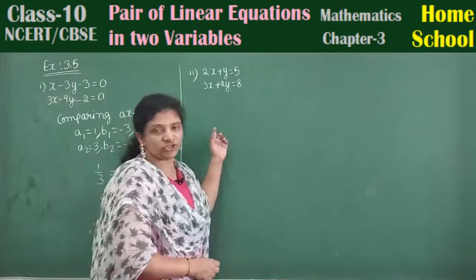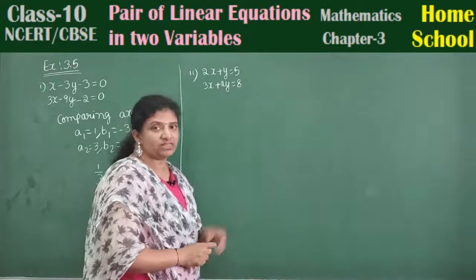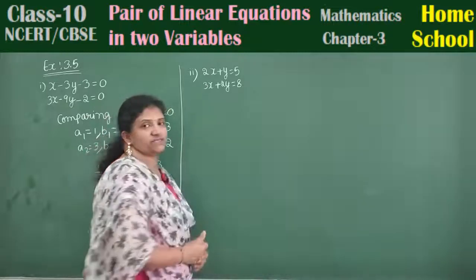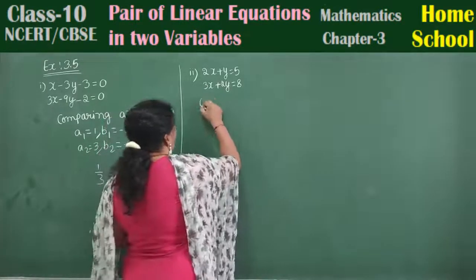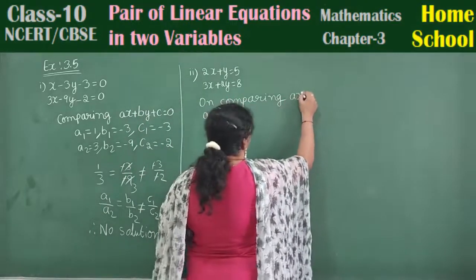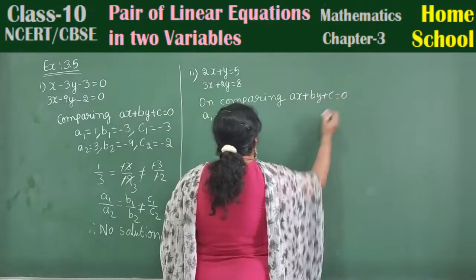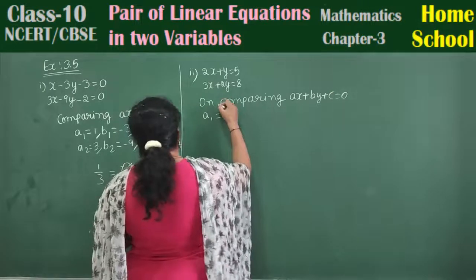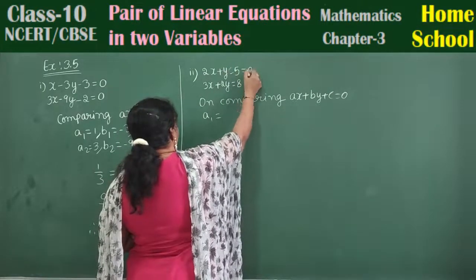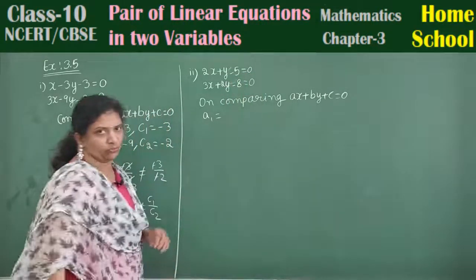See the second sub question in this main question. Observe the pair of linear equations in two variables. Compare these equations with the standard form, that is ax plus by plus c equal to 0. On comparing with the standard form ax plus by plus c equal to 0, if you want, you can bring this 5 to this side, minus 5 equal to 0, and this 8 to this side, minus 8 equal to 0.